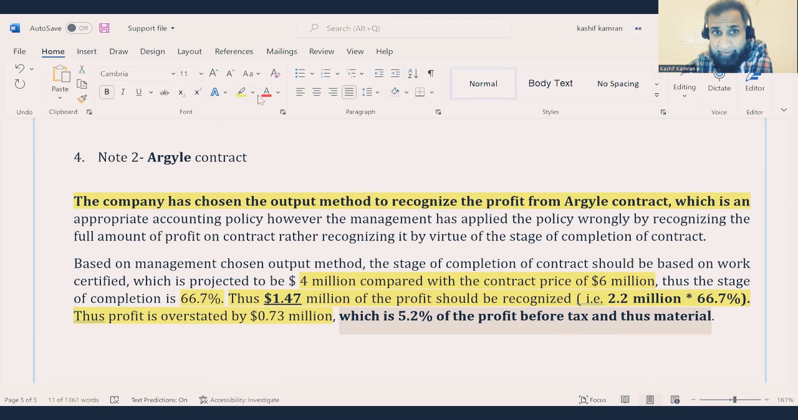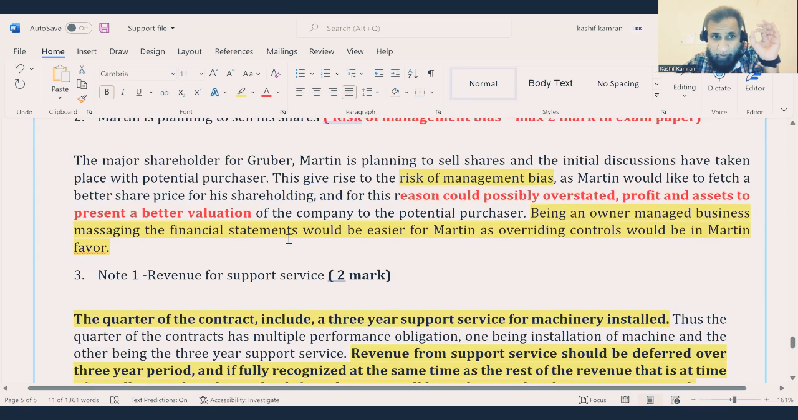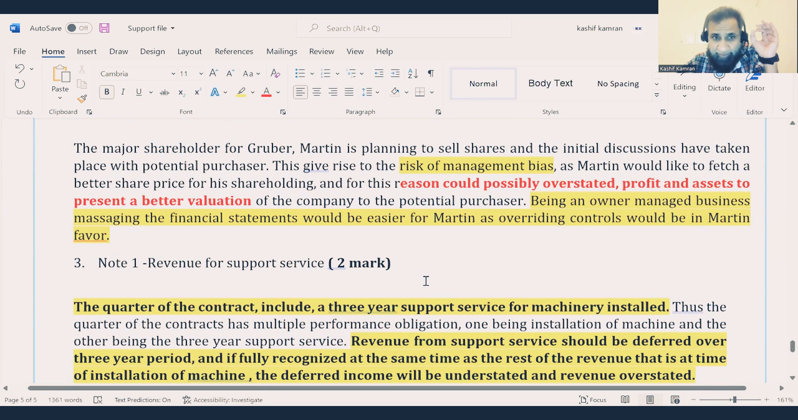See, we calculated the materiality. That 0.73, which is the overstatement of the profit, is 5.2% of the profit. We divided the 0.73 by the profit before tax. The profit before tax is how much? The profit before tax is $14 million. We divided that and we found the answer.